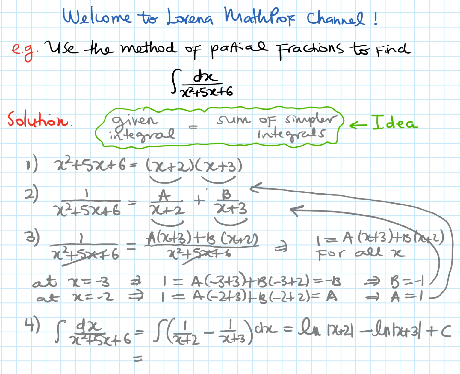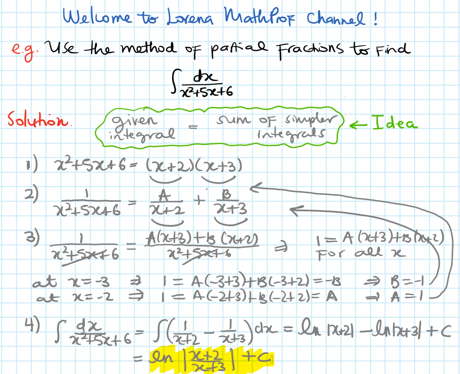And we're almost there. Now we would just simplify the expression. We have the subtraction of lns. This corresponds to the ln of the quotient. So we will have that the integral equals the ln of the absolute value of x plus 2 over x plus 3, plus c. And c is unknown. It is any constant. And that's the final answer.